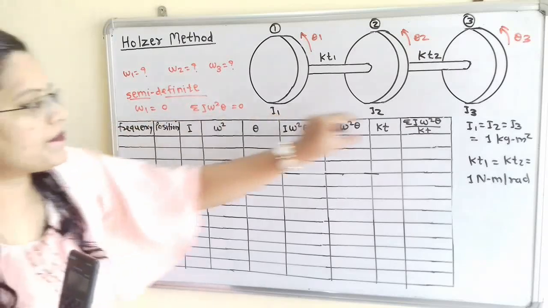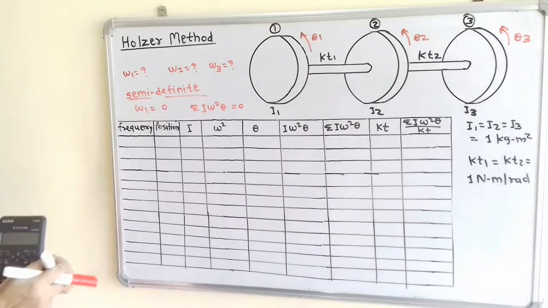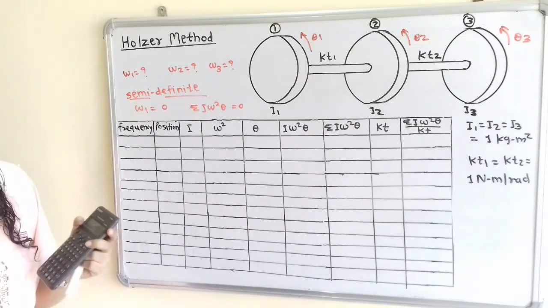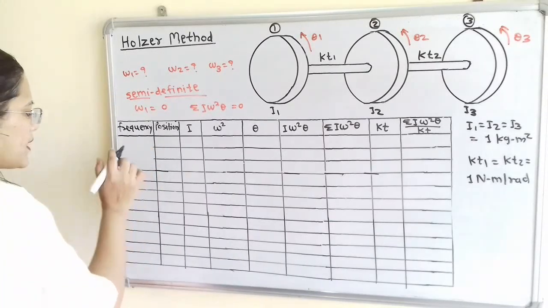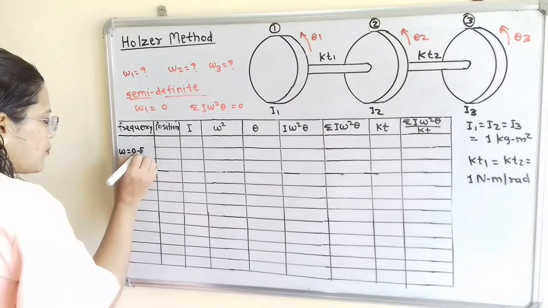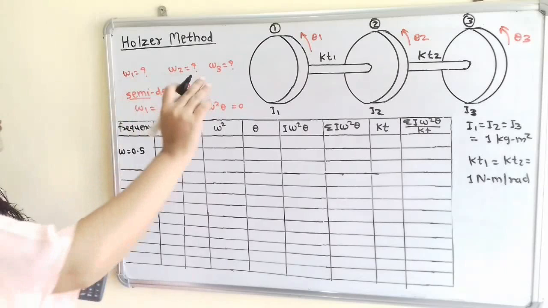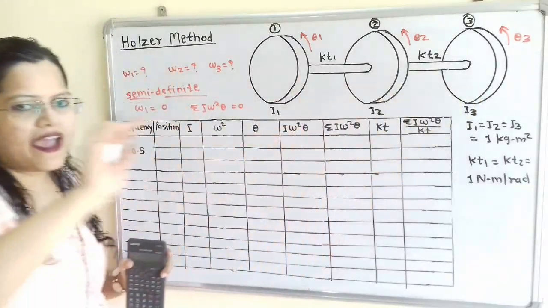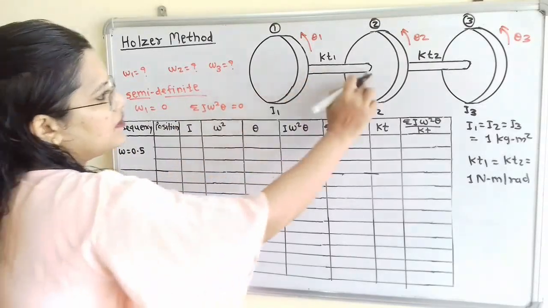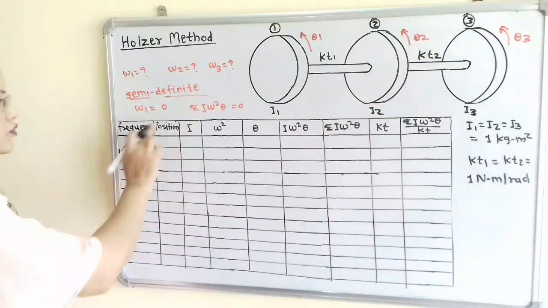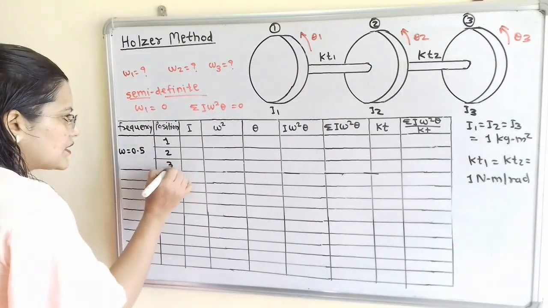So we have to prepare one table. First we will write the frequency. So first frequency we will assume here omega is equal to 0.5. So I will write here omega is equal to 0.5. Now for this frequency 0.5, if we observe, there are three rotors, and therefore there are three positions. So I will write here position number 1, position number 2 and position number 3. So next column is for position. So I will write here 1, 2, 3.